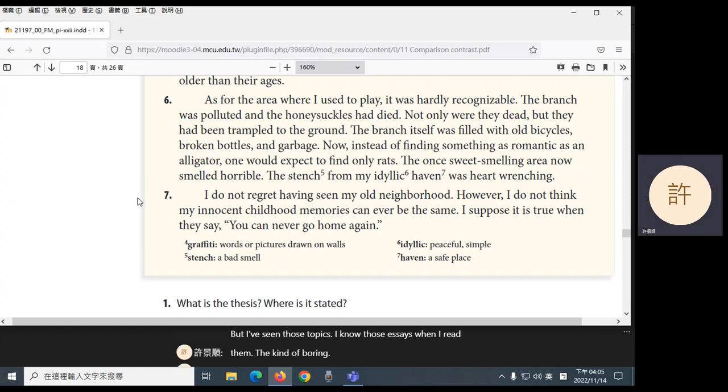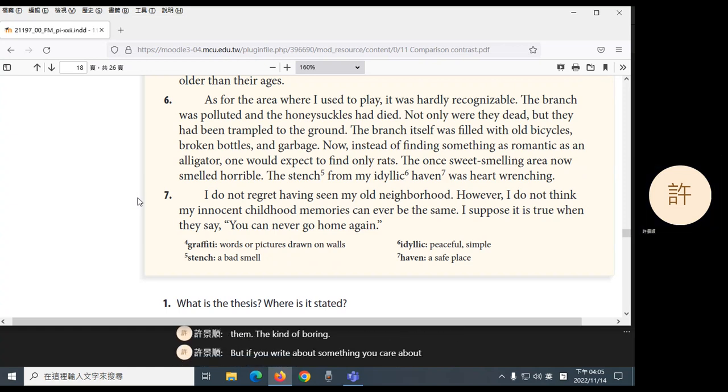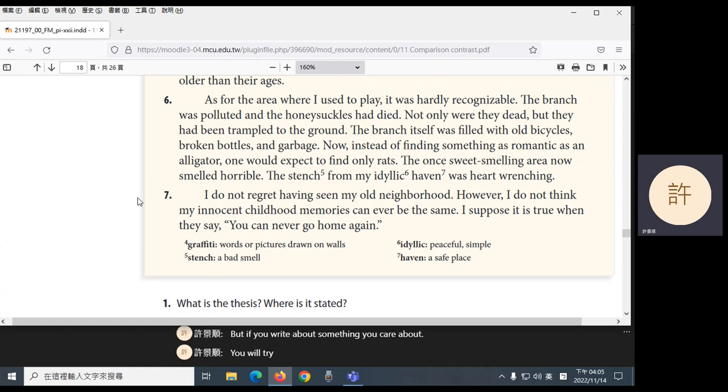But if you write about something you care about, naturally, you will try to get it right. You will try to make it make sense. And I can feel that energy in your writing. So I encourage you to think about something that you want to compare. Maybe two things that are similar but actually not the same, two things that are different but actually very similar, something like that. Write about something you care about. It'll make for a much more interesting and even fun writing experience.